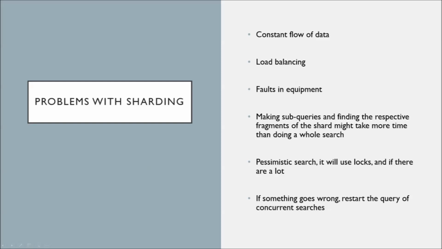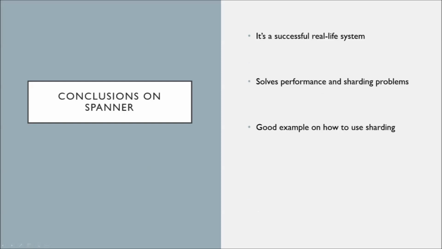This is self-explanatory. To finish, talking about Spanner, we can say that it is one of a kind, a real-life successful system that uses sharding to increase performance and is able to solve its problems, being a great example of a real-life sharding implementation.